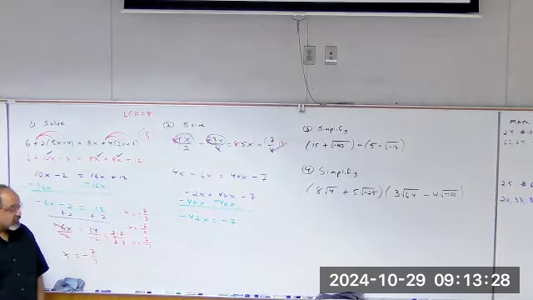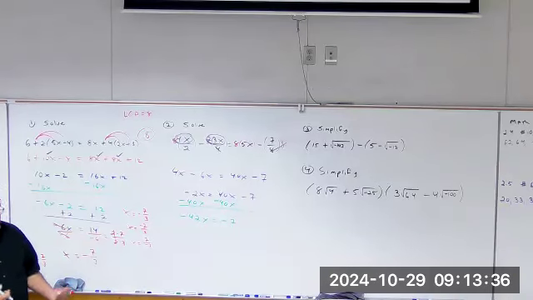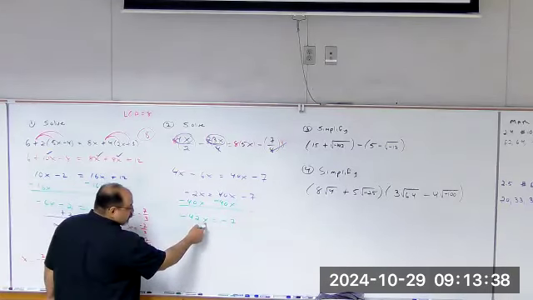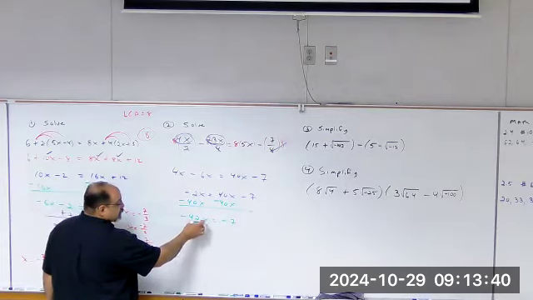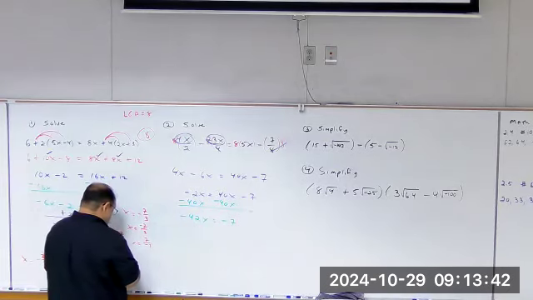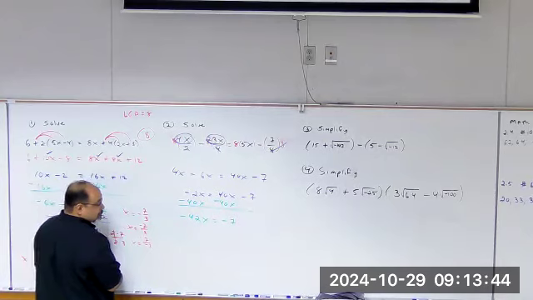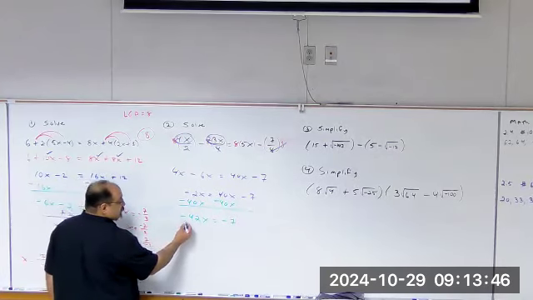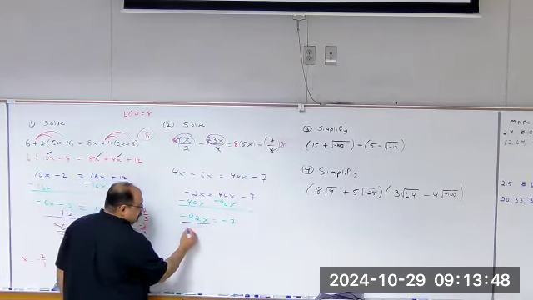Negative 42 times x equals negative 7. Step 2 is done. Step 3, undo multiplication and/or division. This is multiplication, negative 42 times x. What are we doing with this? Divide both sides by negative 42.